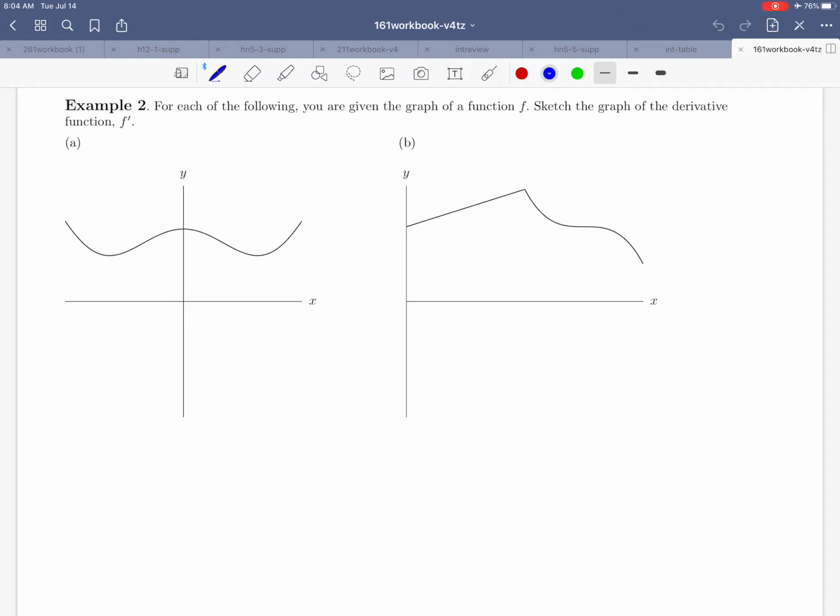Hello everybody, and welcome to example 2 on page 24 of the workbook. In this example, we are going to be looking at just part A. And let's read the directions here.